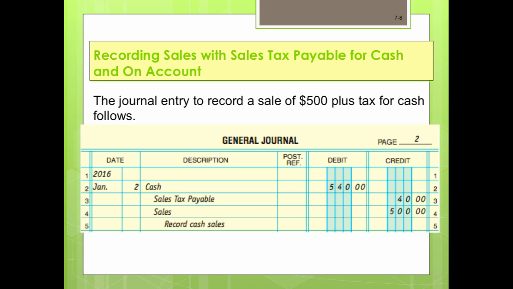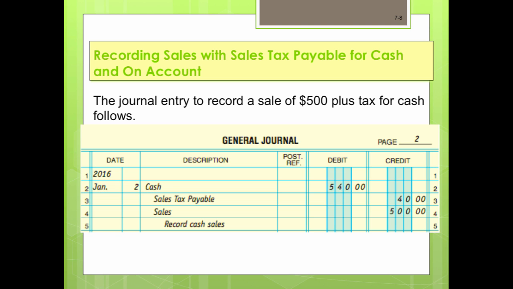Most state and local governments impose a sales tax on the sale of certain goods and services, and businesses are required to collect this tax from their customers and pay it to the tax agency. This means that the business is actually acting as a place that holds this money. It does not go to the business as profit. They just collect it, hold it, and send it to the tax agency when it's required.